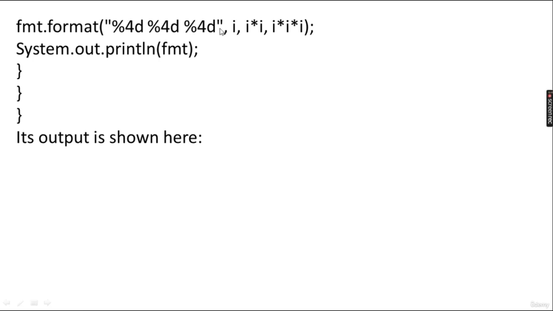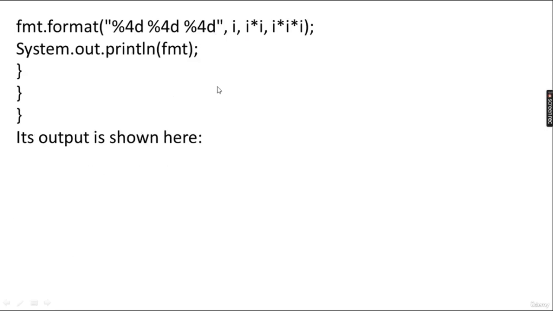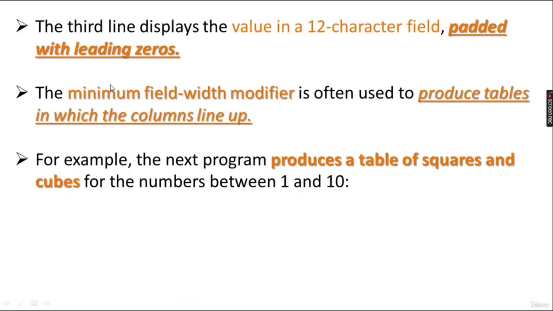%4d, %4d, %4d. i will start with 1: i, i times i, i times i times i. So 1, 1, 1, then 2, 2 times 2 is 4, 2 times 2 times 2 is 8. Like this: 1, 1, 1, 2, 4, 8, 3, 9, 27. So these are the tables generated. The first column is the number, then 1, 4, 9, so the square table is generated.